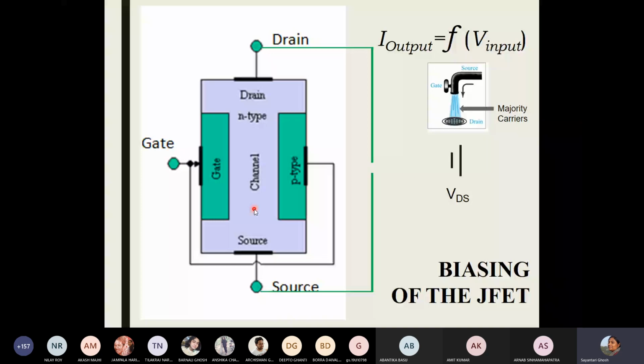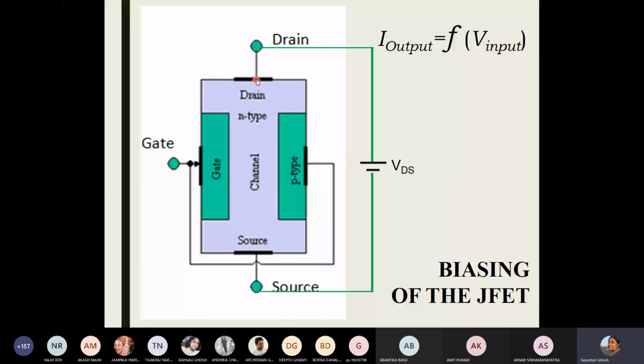That means the battery should go like this. The battery should be such that the drain terminal is positively biased compared to the source terminal, so that the positive side of the battery attracts the electrons and the electrons flow towards the drain. So I guess up to this point it is clear which way my VDS battery should be, right? The VDS battery should attract the carriers towards the drain.